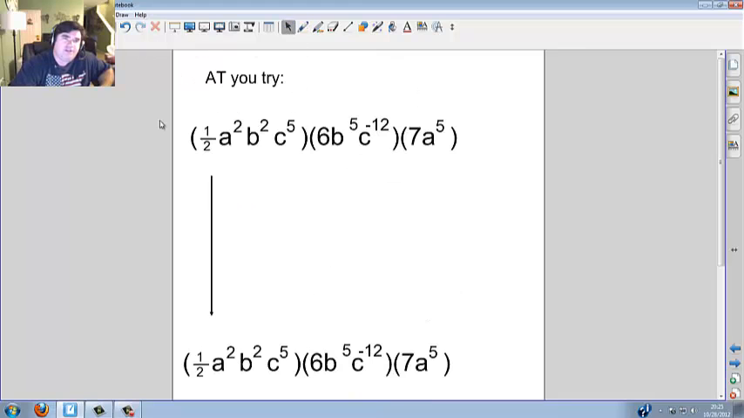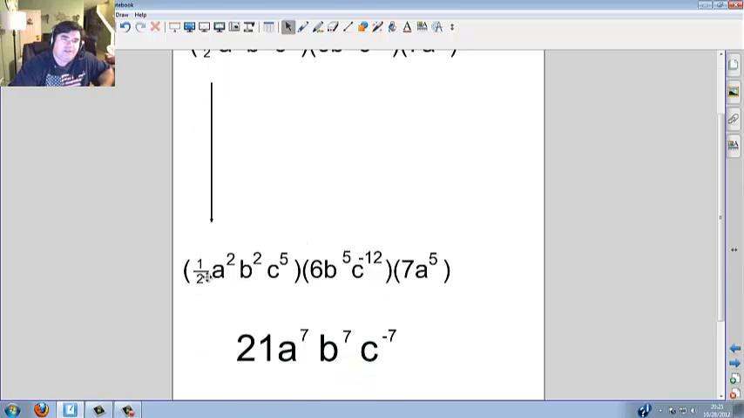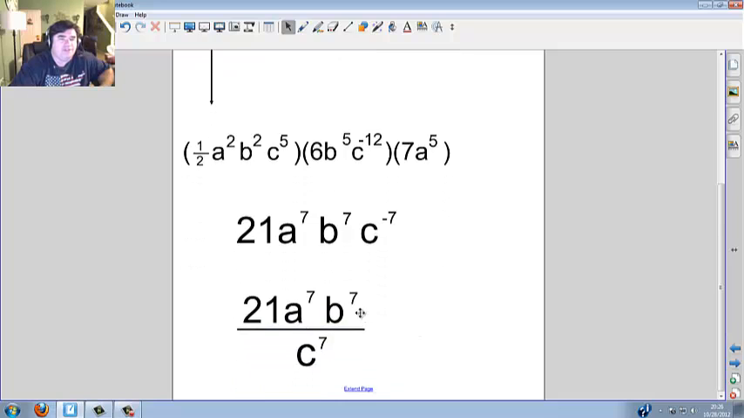You try. Go ahead. Let's see how you did. Half times 6 is 3. 3 times 7 is 21. 2 a's and 5 more a's make a to the 7th. 2 b's and 5 more b's make b to the 7th. C to the 5th and c to the negative 12 makes c to the negative 7. Remember, this can't stay here. So this is your answer.